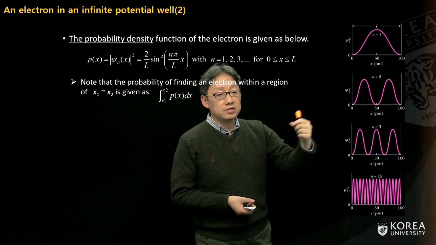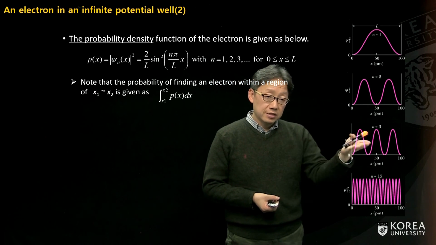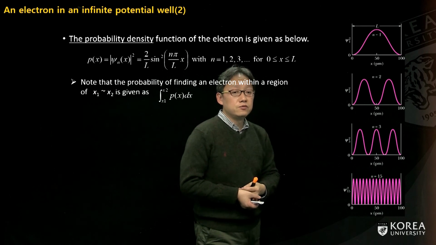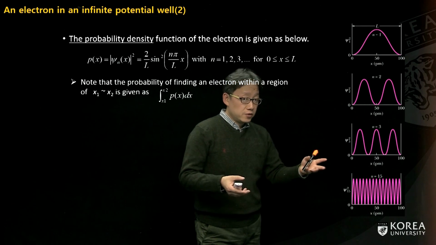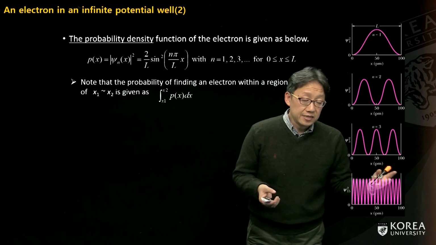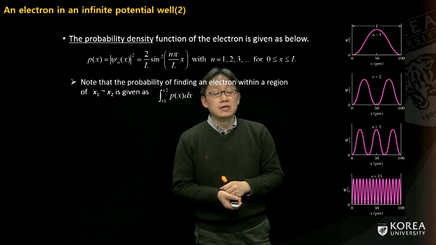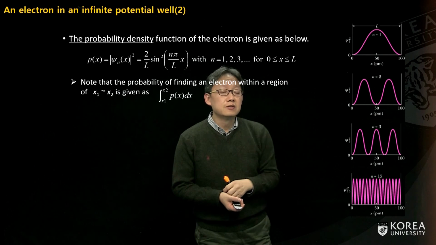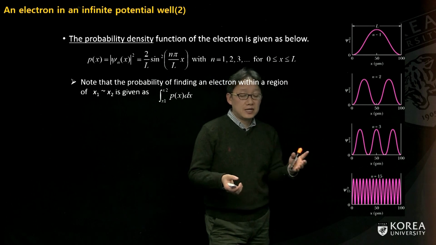The second one is the case when you have n equal 2, and so on. And as you can see, if you go to very large n, for example, even higher than 15, it will look almost flat. And then it will just look like a simple constant flat number, just like what we can expect from classical physics, which is consistent with the correspondence principle.